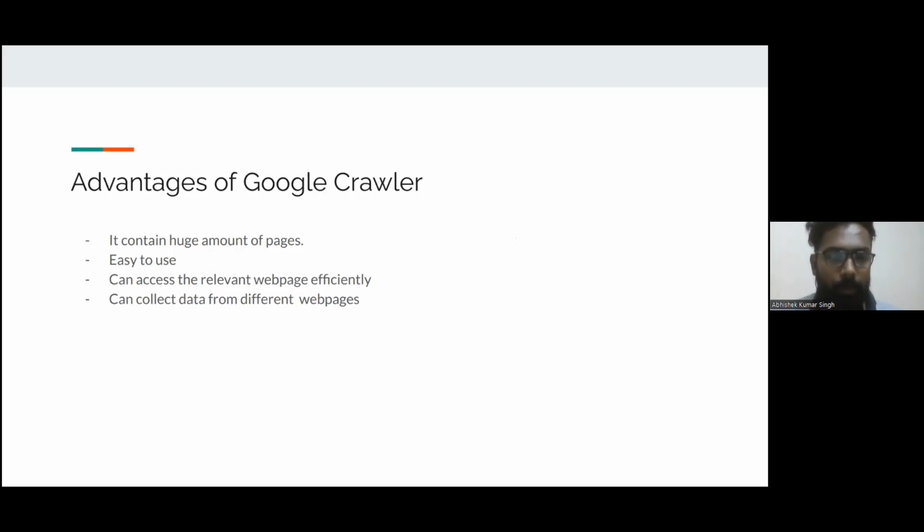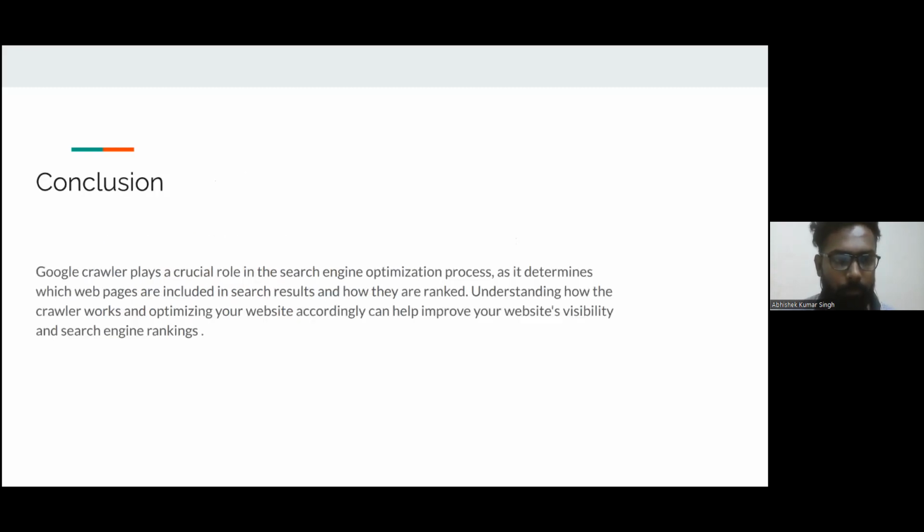The advantages of Google Crawler: it is very easy to use, and it contains a huge amount of pages. We don't use Google directly, we just write the code, and in the output of the code we find the data. It also accesses the relevant web pages efficiently, and it can collect data from different web pages. So this is the conclusion. Google Crawler plays a crucial role in the search engine optimization process, and it mainly determines which web pages are included in search results and how they are ranked using the PageRank algorithm. Understanding how the crawler works and optimizing websites can help improve website visibility and search engine ranking.